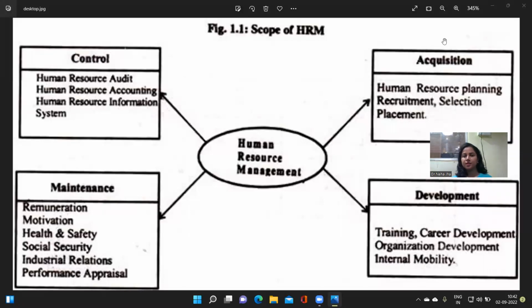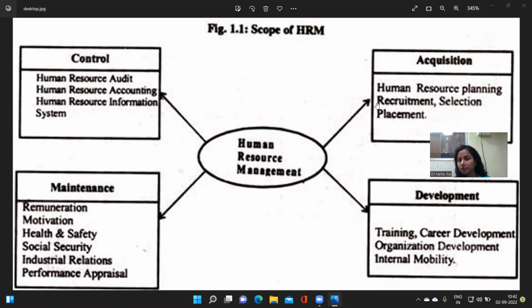Hello everyone. So today's topic which I'm going to discuss is on scope of HRM. In my last video, I talked about what HRM is all about. We discussed the objectives of HRM, right? And today we are discussing the scope of HRM. Through the figure you can check out what the scopes of HRM are.